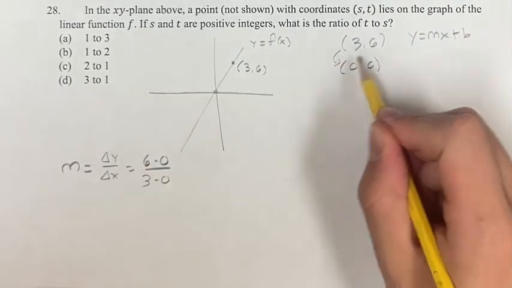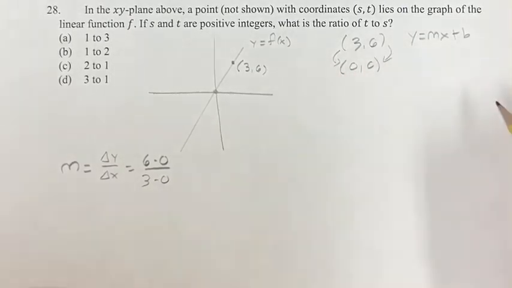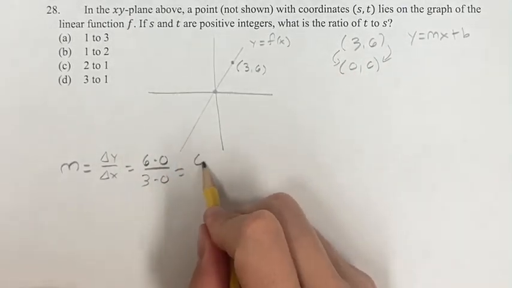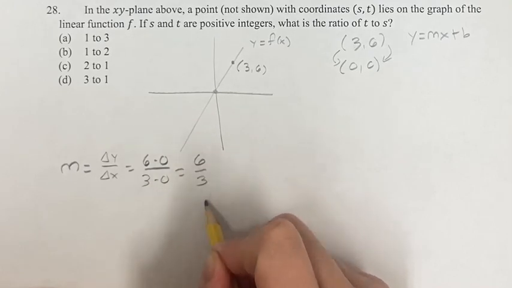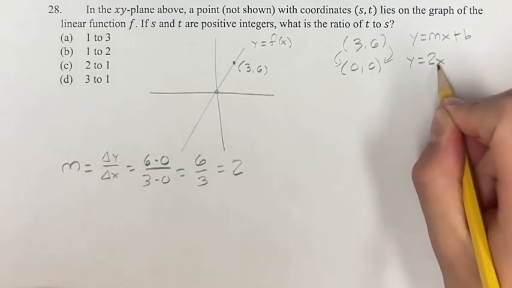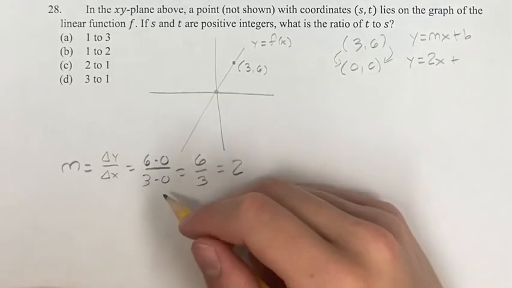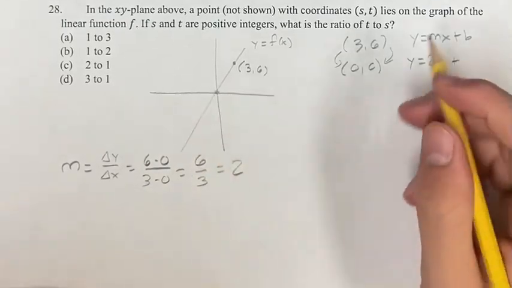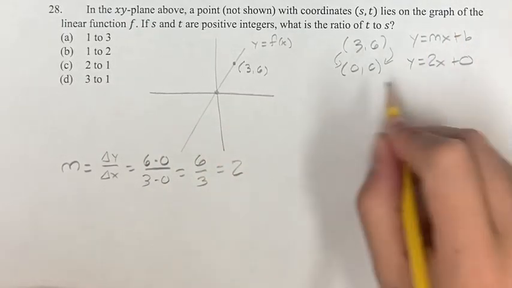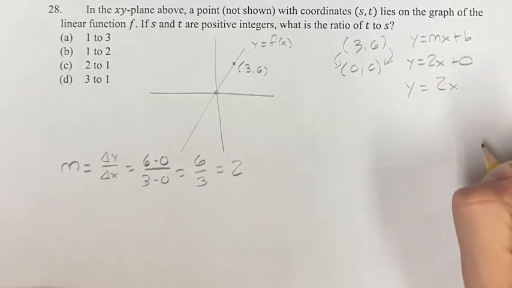Make sure you're subtracting in the right direction. You can pick either way, but you have to do it the same way both times. 6 minus 0 is 6, 3 minus 0 is 3, and 6 divided by 3 is 2. So you have y equals 2x plus b, where b is the y-intercept, the point where the line intercepts the y-axis, which is at the origin, so it's just 0. y equals 2x plus 0, so y is just equal to 2x.